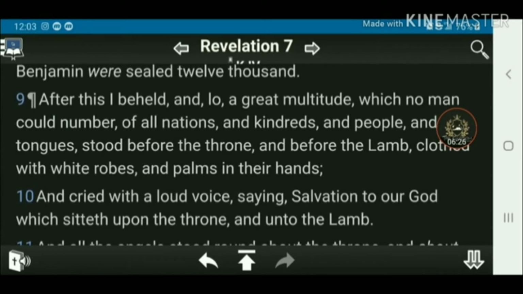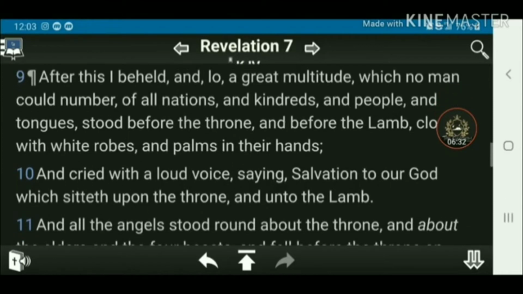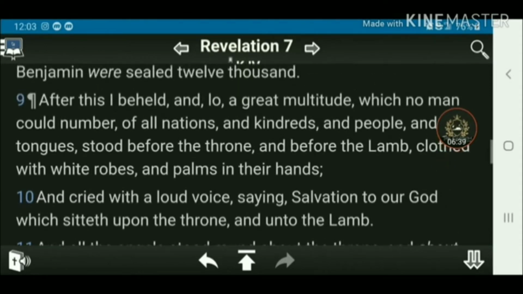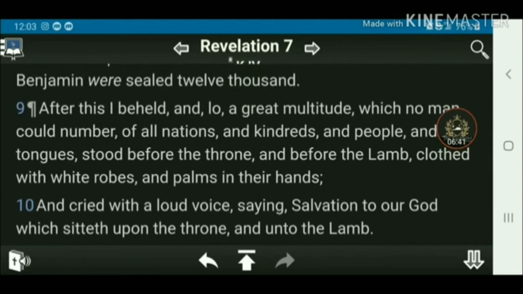After this, I beheld, and lo, a great multitude which no man could number, of all nations, kindreds, and people, and tongues, stood before the throne, and before the Lamb, clothed with white robes and palms in their hands. And we know this is because we were scattered into all nations, and we would look like and speak like all nations. This is not the other heathen nations.